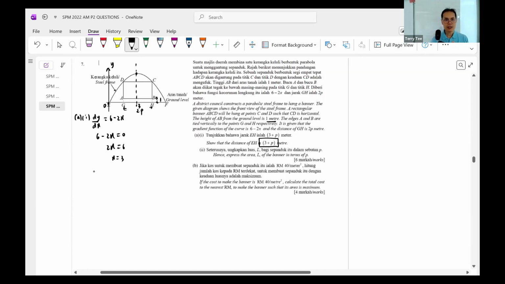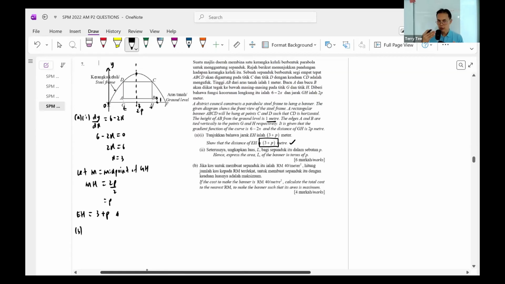Okay? So therefore, what is your... Okay, should I mention here? If I let N equal to the midpoint of GH, so what is NH? NH is 2p divided by 2, which is p, right? So what is EH? EH will be 3 plus p. That's how I got this. Okay? Now, first part. Okay, not too difficult.